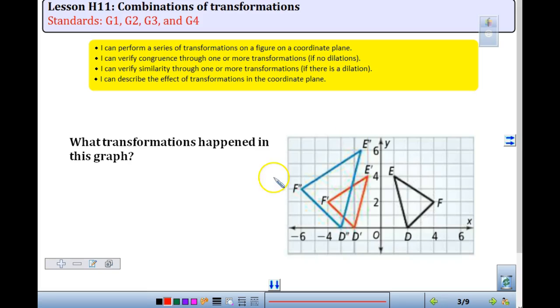So when we take a look at H11 today, and we look at this original one in black, it says, what transformation happened to get to this final picture? So to get from the black to the red, raise your hand, what do you see happening from the black to the red, Connor? Okay, so number 1, you're going to tell me in your notes, we are going to reflect over the y-axis. Once I do that and I look at where point E is, E prime was located at -1, 4.